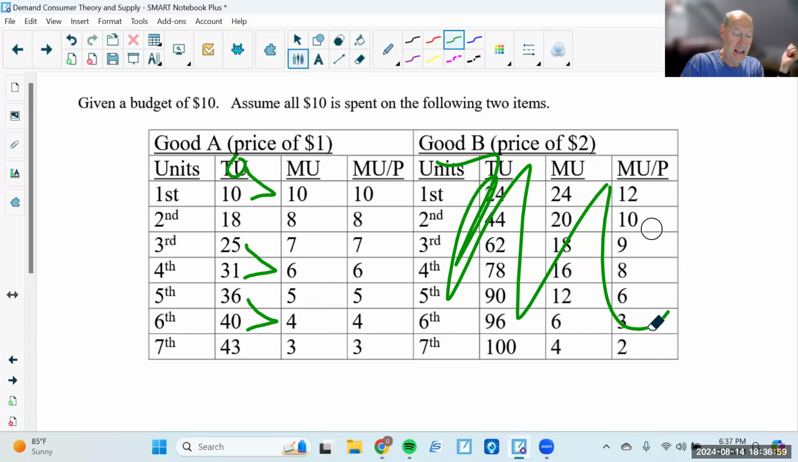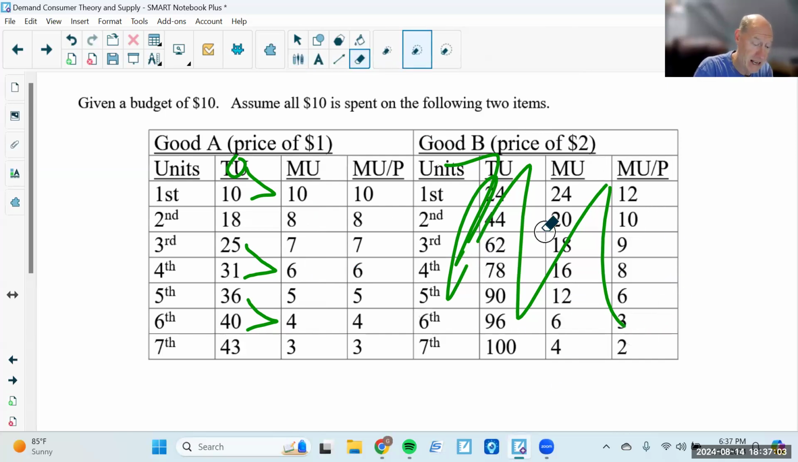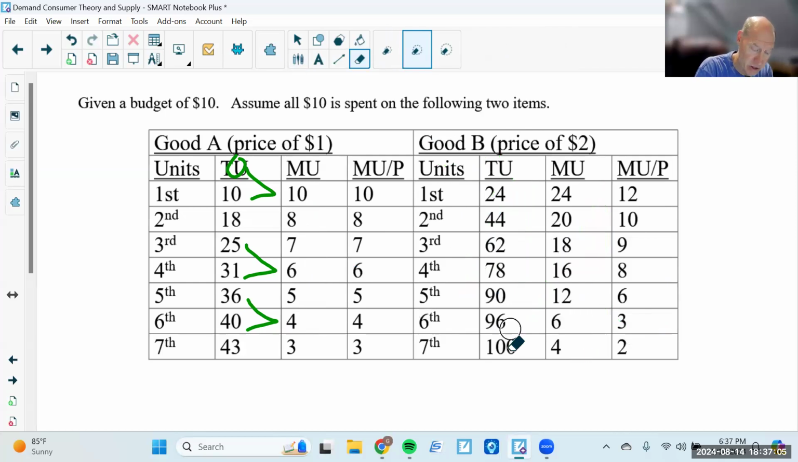Okay. We can do the exact same thing over here for good B. All right, we come over here to good B. We can do the exact same thing for that, and its marginal utility and its totals. The numbers will work out. But what we're really concerned about right now is this marginal utility per dollar.